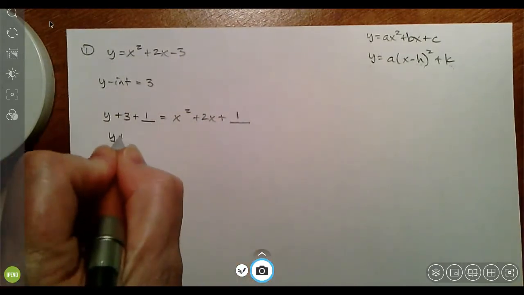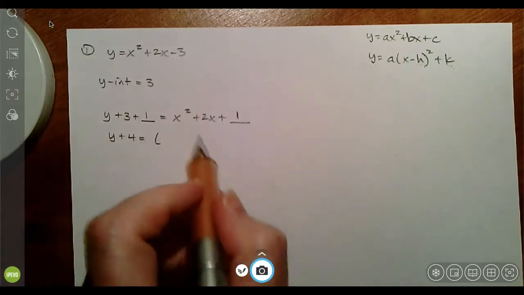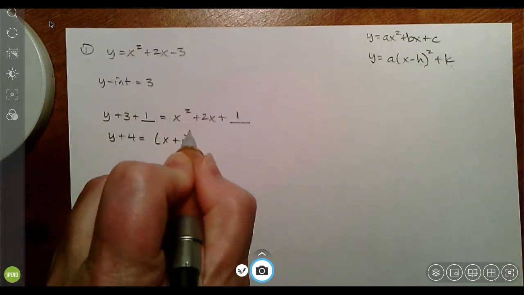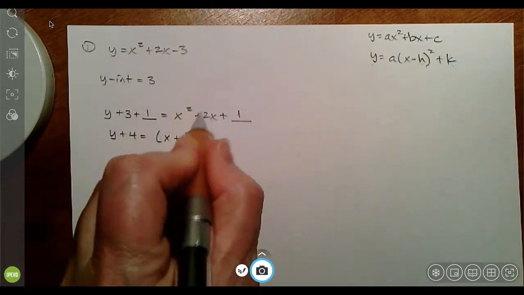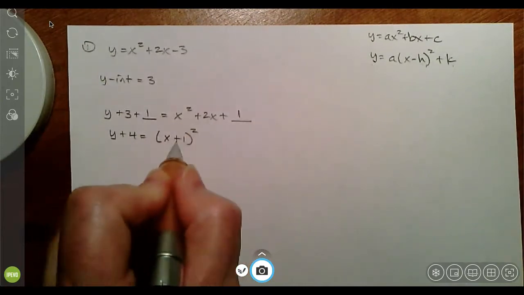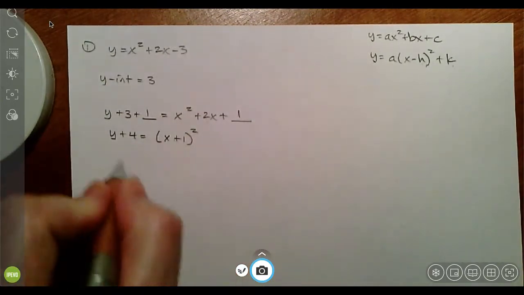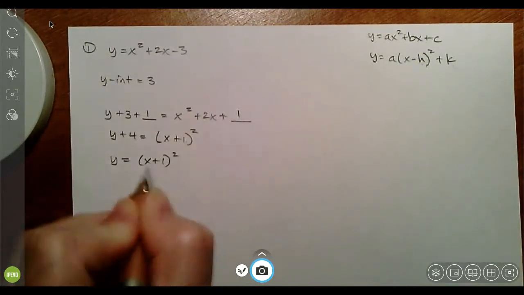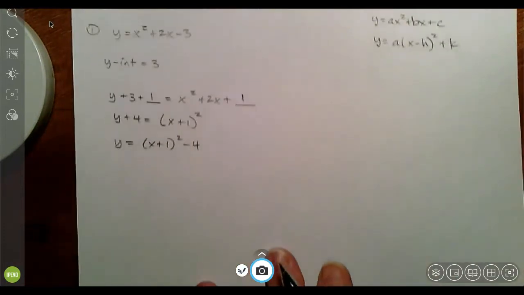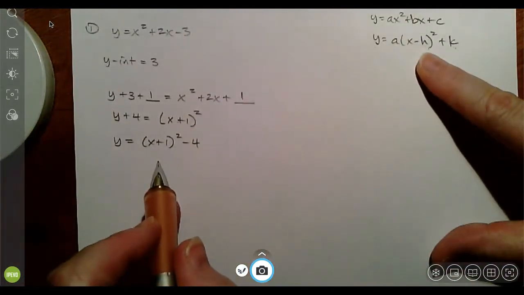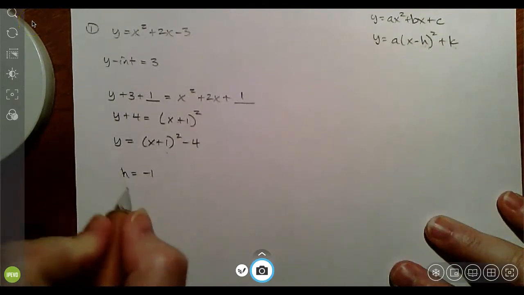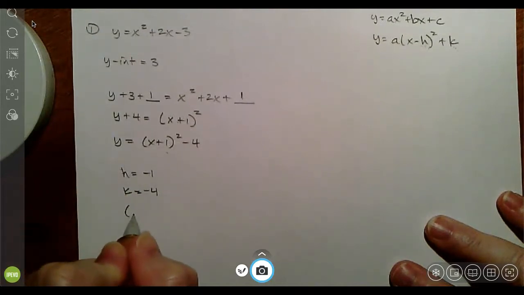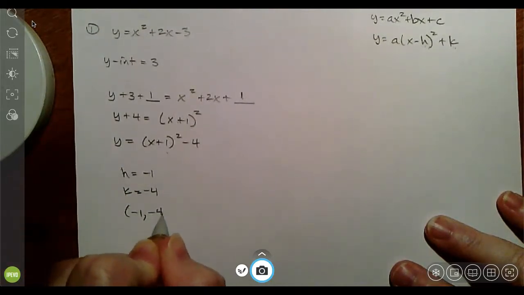So over here I get y plus 4 equals, and now on this side, because I just completed the square, I can rewrite this as x plus 1 squared. Remember, this right here is just half of that. And because this is a positive 2, this is going to be a positive 1. And then I'm going to subtract the 4 from both sides and get y equals x plus 1 squared minus 4. So now this is in the vertex form of our equation. So h is -1, k is -4. So now I know that my vertex is the point (-1, -4).